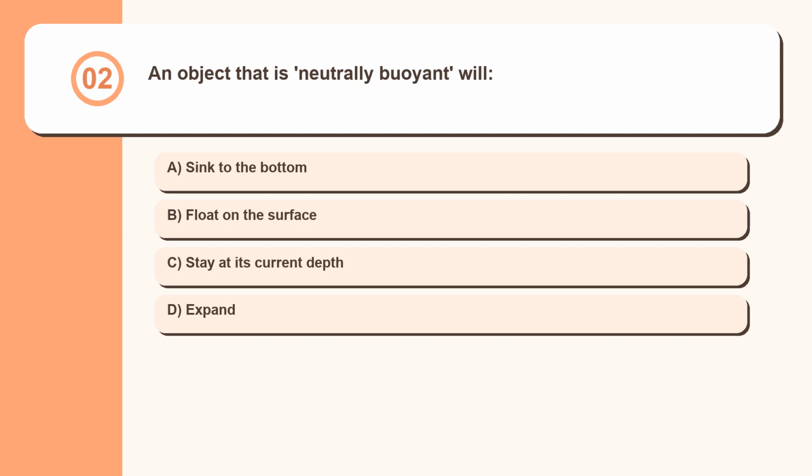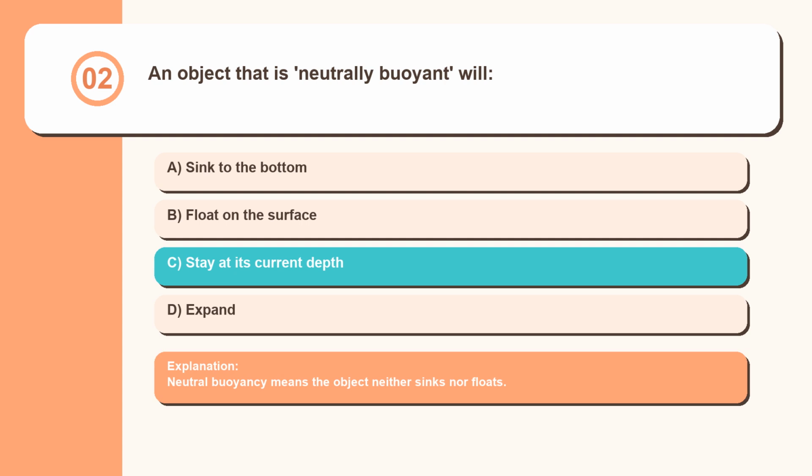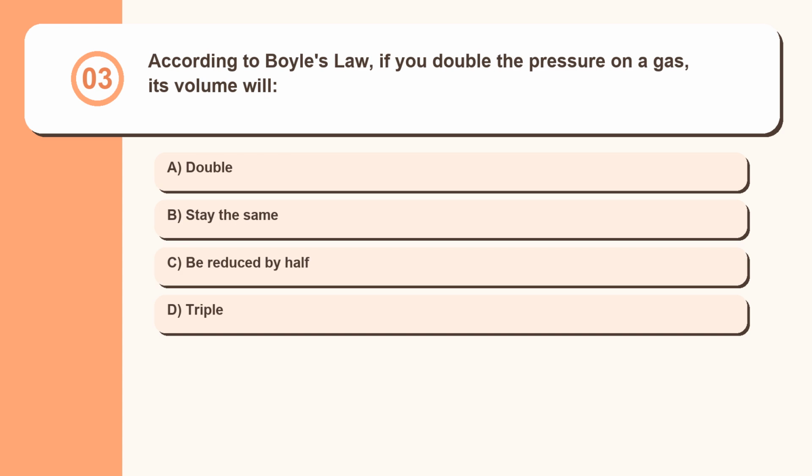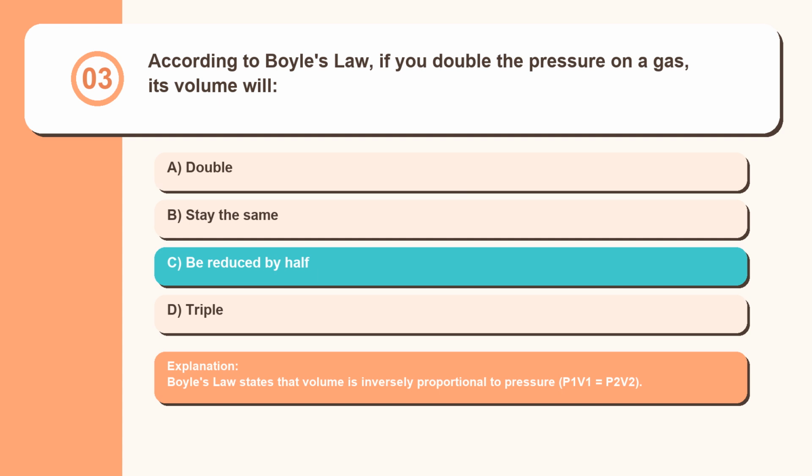Question 2. An object that is neutrally buoyant will sink to the bottom, float on the surface, stay at its current depth, expand. Neutral buoyancy means the object neither sinks nor floats. Question 3. According to Boyle's law, if you double the pressure on a gas, its volume will double, stay the same, be reduced by half, triple. Boyle's law states that volume is inversely proportional to pressure, P1V1 equals P2V2.